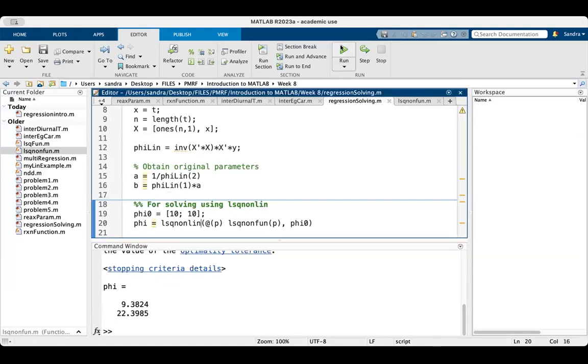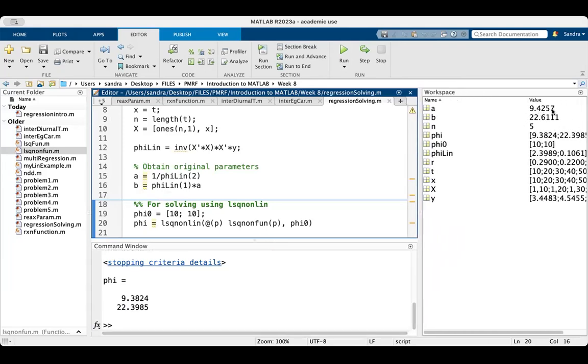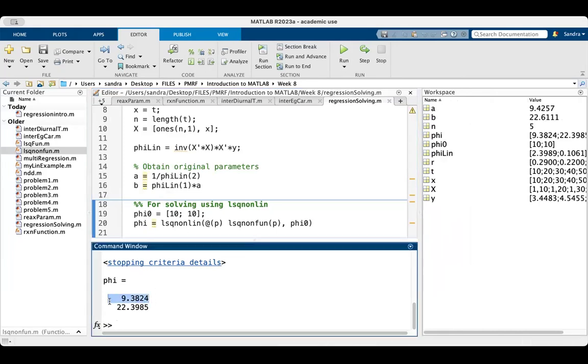I'll run this. From the first part of the question, using the linear fit, A is 9.425 and B is 22.611. But using lsqnonlin, my A is 9.38 and my B is 22.3985. So there is a slight variation in value, but that is okay. You are getting values that are almost equal. Is this clear? Any doubts?